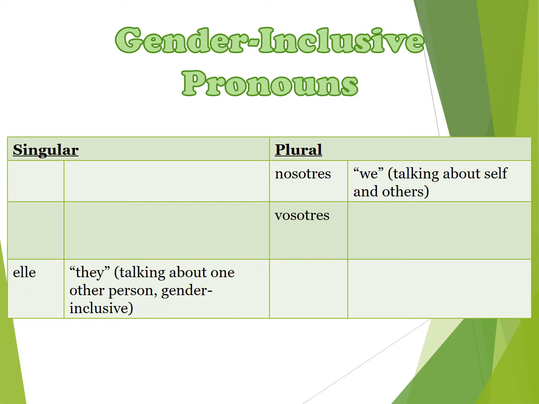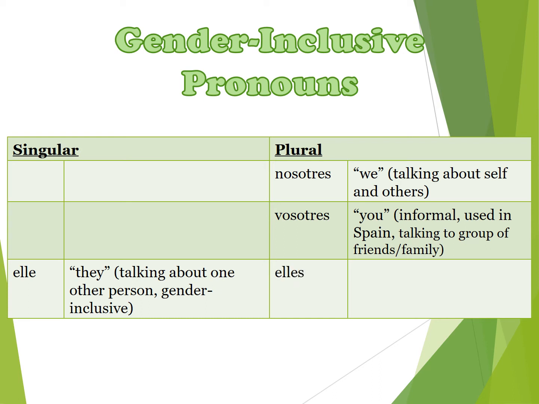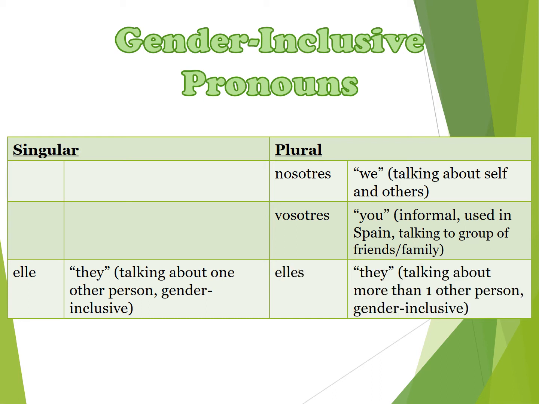Vosotres is the same thing for that you plural used in Spain, remember? All right, same usage as nosotres for mixed groups. And then we have elles. Elles is they, plural, gender inclusive. So again, this could be a mixed group.